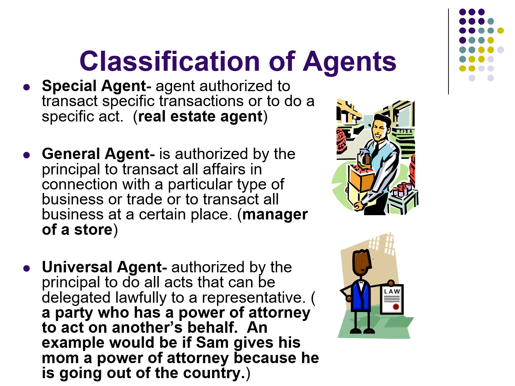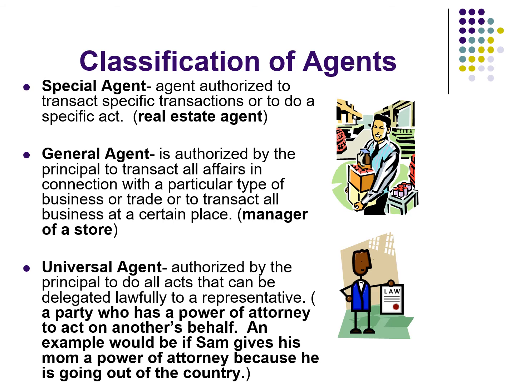The example given here is Sam is going out of the country and he's going to execute a power of attorney in favor of his mother to act on his behalf while he's out of the country. Why would you do that? Why is Sam making his mom his power of attorney? Well, while he's out of the country, he might want his mother to be able to legally go to the bank, cash his checks, deposit money.